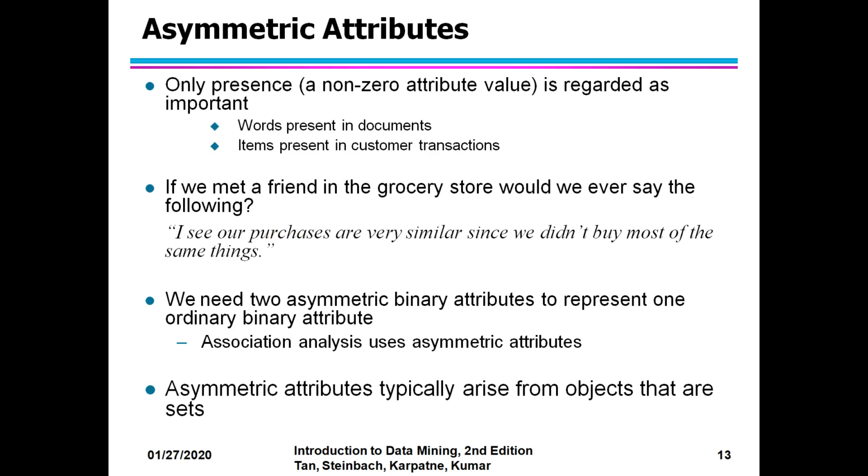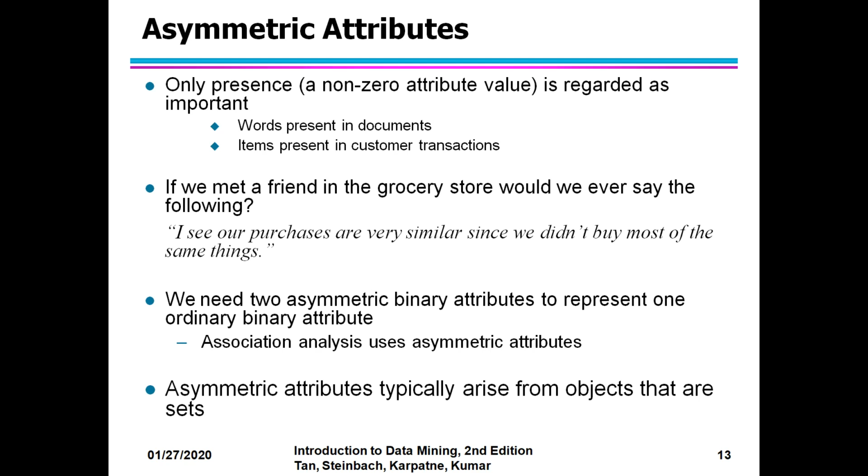Now, moving to the next slide, asymmetric attributes. What is an asymmetric attribute? Only the presence of a non-zero attribute value is regarded as important. So only the presence of an attribute is regarded as important, meaning the value of an attribute should not be zero. For example, words present in a document.